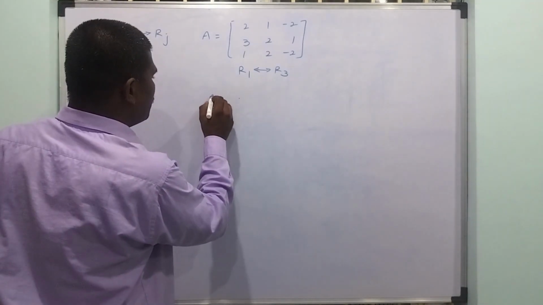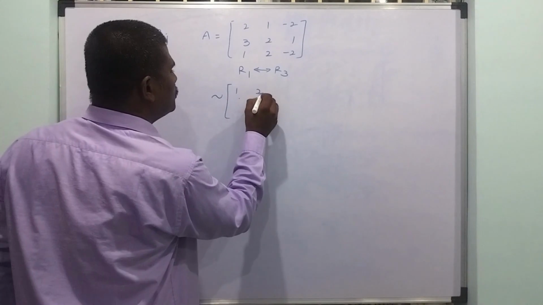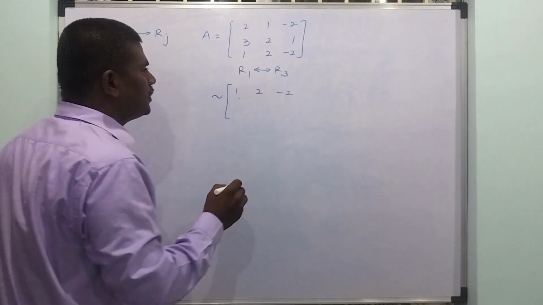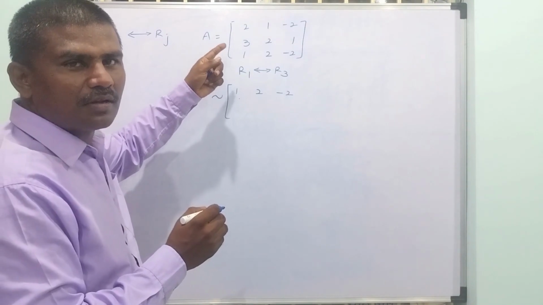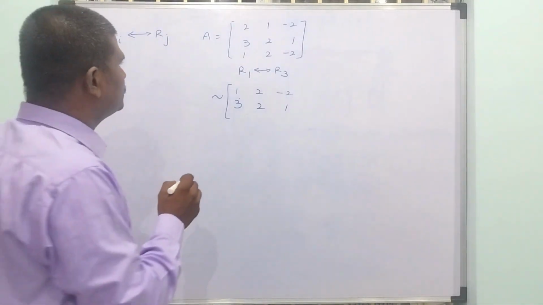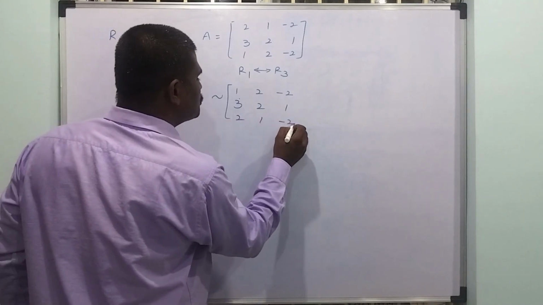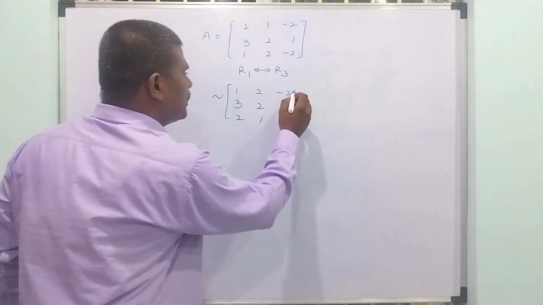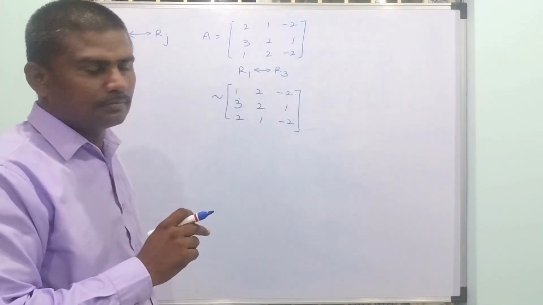So this is equivalent to the matrix 1, 2, minus 2. There is no change in the second row because we do not apply any operation on the second row, so that is 3, 2, 1. Now 2, 1, minus 2 should be replaced in the third row according to our elementary row operation.